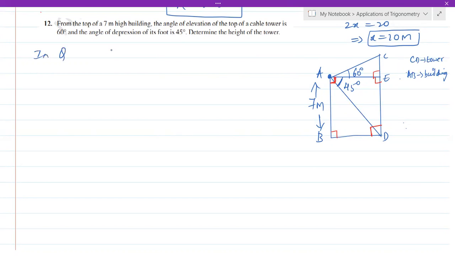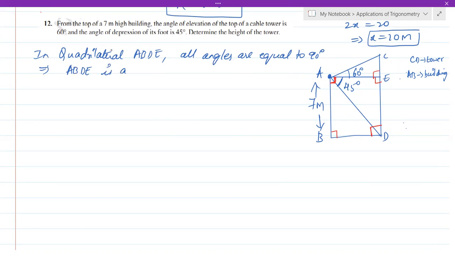In quadrilateral ABDE, all angles are equal to 90 degrees, which implies ABDE is a rectangle. If it's a rectangle, then we can say the opposite sides are equal, isn't it?